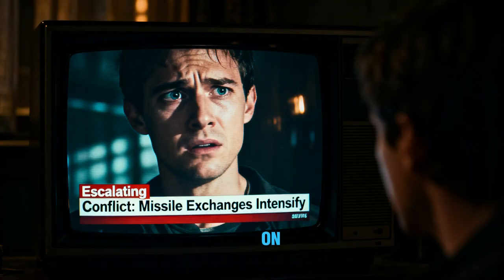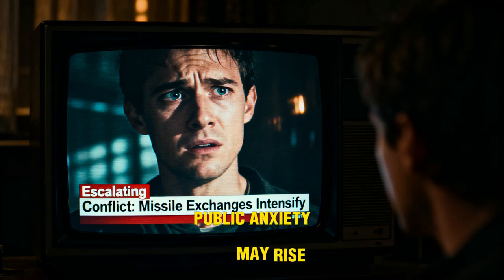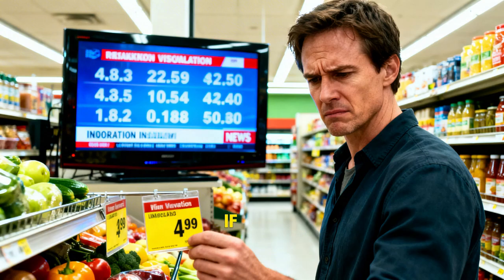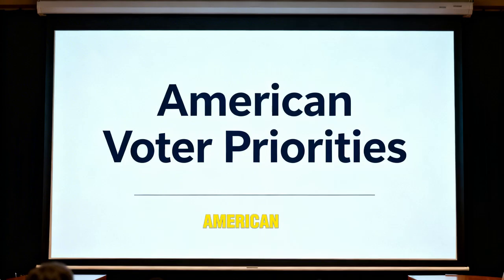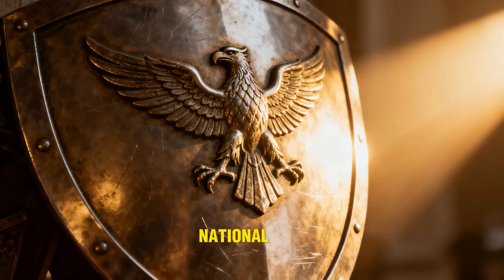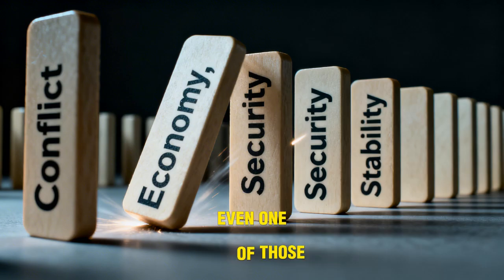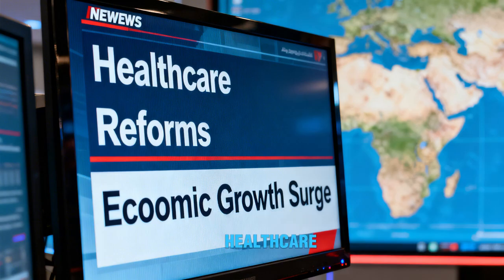Another powerful element is media coverage. If headlines focus heavily on escalating war, missile exchanges, or threats of wider conflict, public anxiety may rise. Media framing influences perception. If coverage emphasizes economic risks, voters may focus on inflation. If coverage emphasizes national security threats, voters may prioritize defense leadership. Polling consistently shows that American voters prioritize the economy, national security, and stability. If this conflict touches even one of those pillars in a significant way, it can shift public opinion. However, if domestic issues like healthcare, immigration, or internal economic growth dominate headlines instead, the war's influence may remain limited.